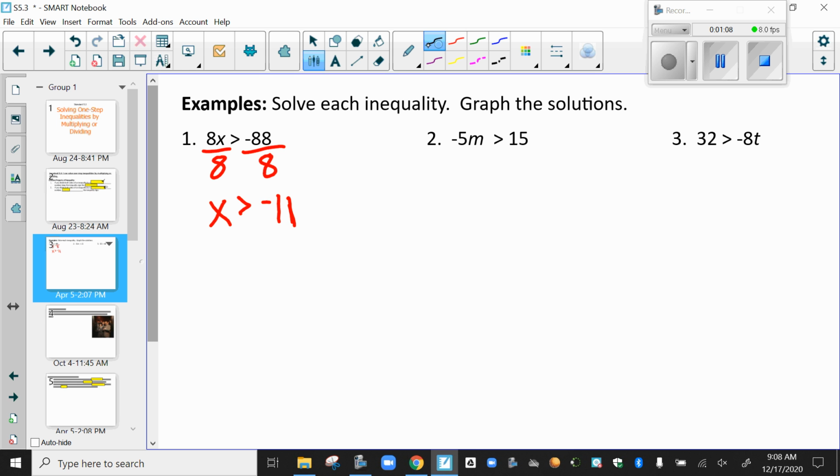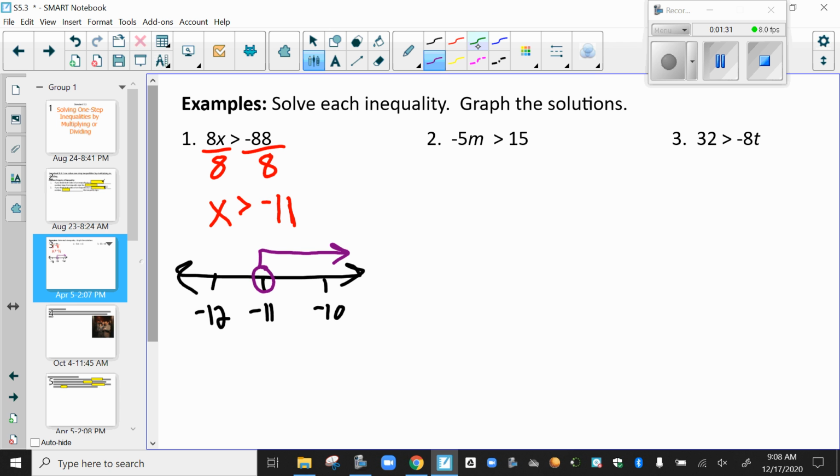All right, and then I'm going to graph that. Here's my line. I'm going to put negative 11 in the middle. I'm going to go up one on this side, get negative 10, and down one on this side, get negative 12. We'll do purple for our graph. We have greater than, so it's an open circle, with an arrow up to the right.